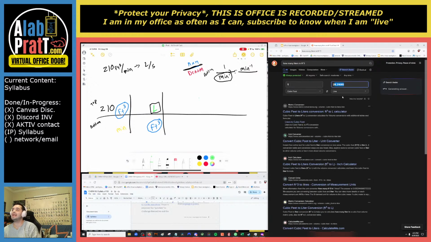And it is 28.31685 liters that would be able to fill a cubic foot. So we're going to say, let's copy these units exactly. I see the number 1 cubic foot, 1 foot to the 3, is equal to 28.31685 liters.